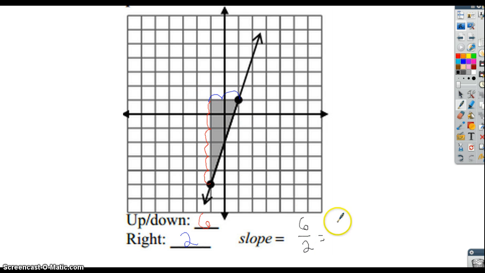Now in the last case we couldn't simplify that fraction, but 6 over 2, 6 divided by 2 is pretty obviously 3. So I can simplify 6 divided by 2 is 3. So the solution for the slope is 3.